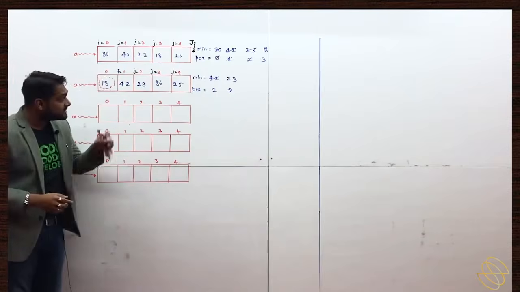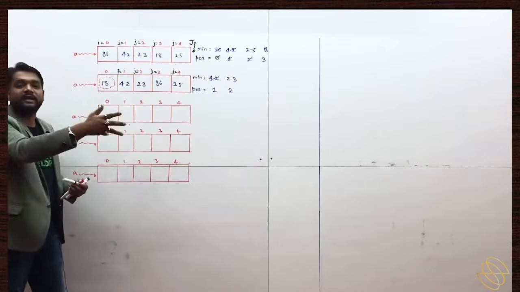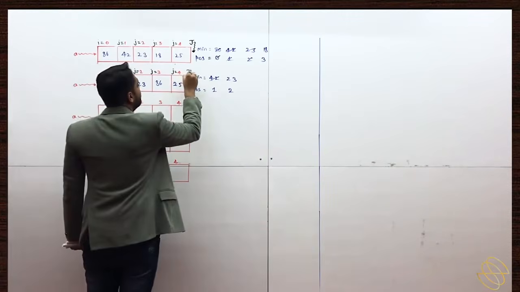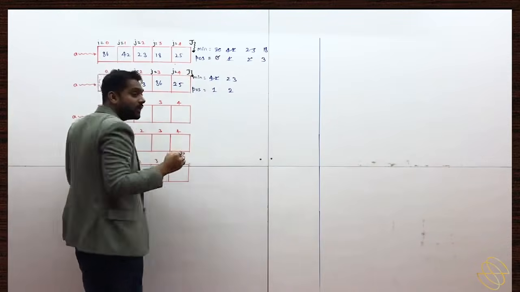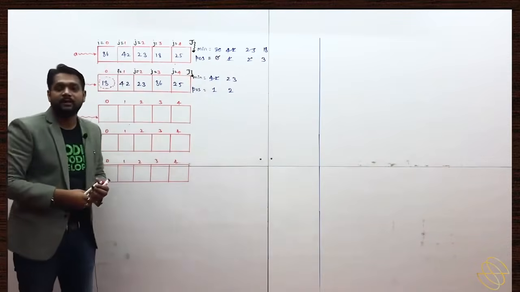Again, is array of J less than minimum? No, 25 is not less than 23. If it was less, you would have taken it. But it is not less. You move ahead. If you move ahead, J is going out of the boundary of the array, or J is falling down from the array.